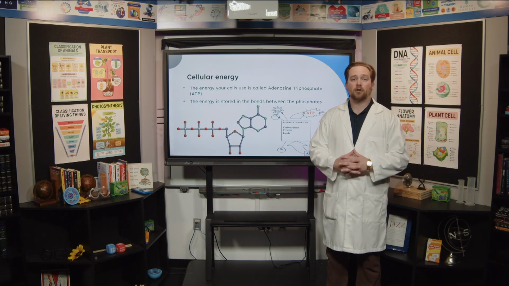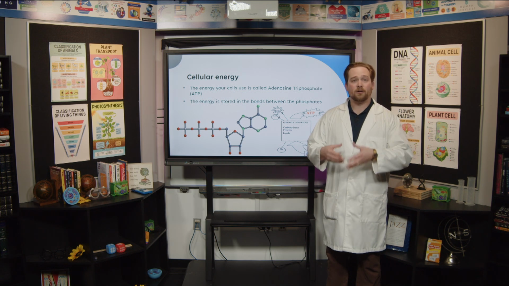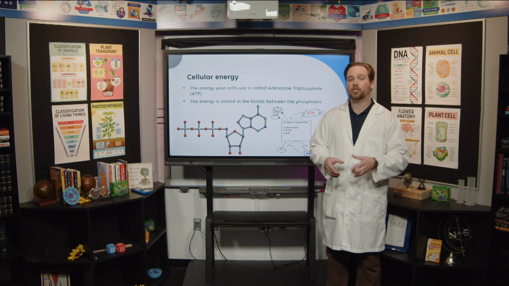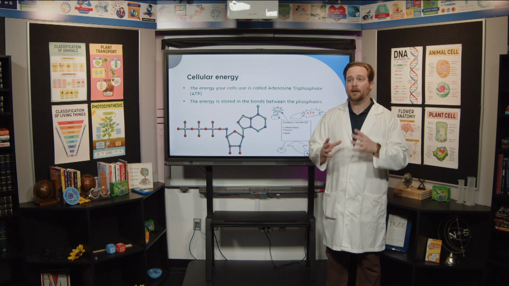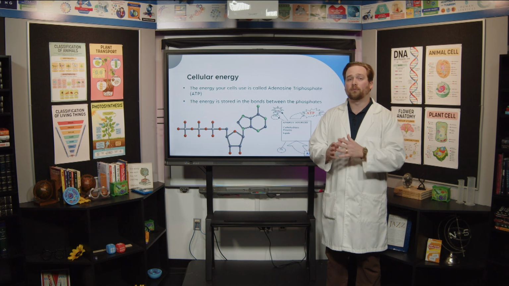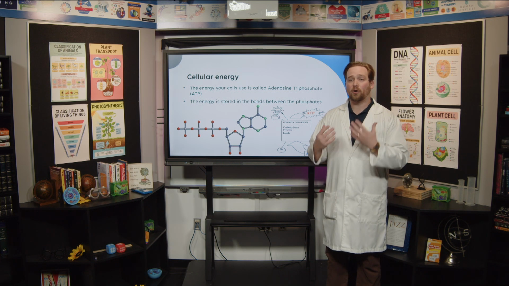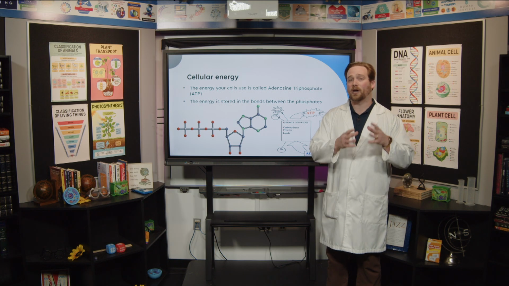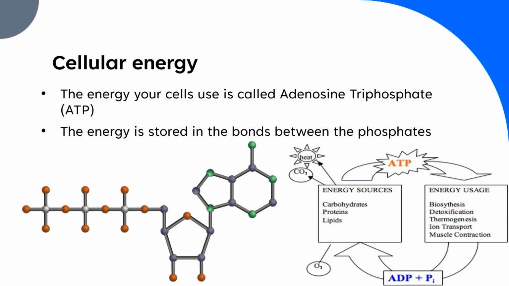So the first thing I wanted to talk about is cellular energy, okay? Cells, like everything else, need energy, but they only can use energy in one form, and the form of energy they use is called ATP, okay? That stands for adenosine triphosphate. So the energy your cells use is called adenosine triphosphate. A lot of times we just abbreviate that as ATP. The energy is stored in the bonds between the phosphates.